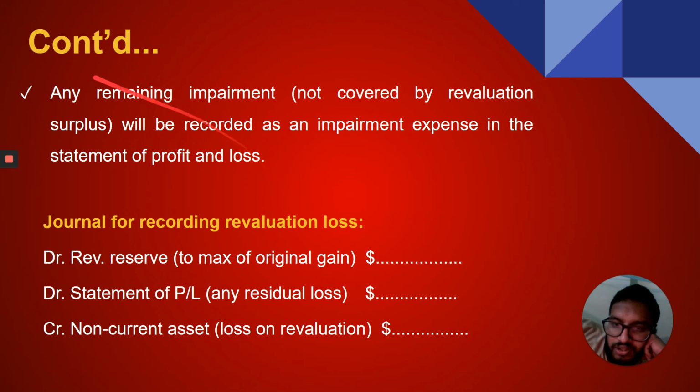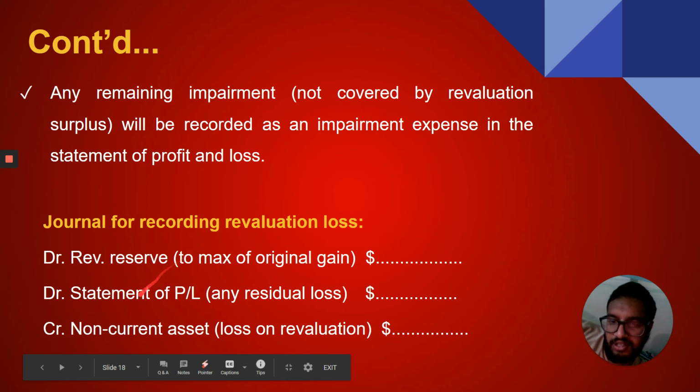So this will be a journal entry, basically. Debit revaluation reserve, if there is a reserve, right? And then debit SOPL for any residual loss. If that amount is greater, then credit your NCA, non-current assets, okay?